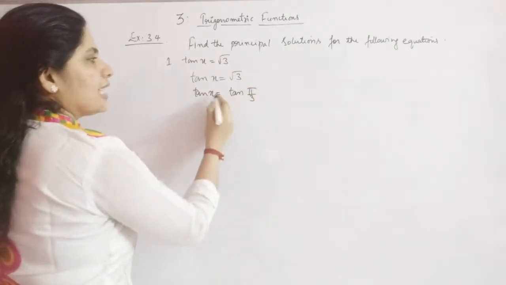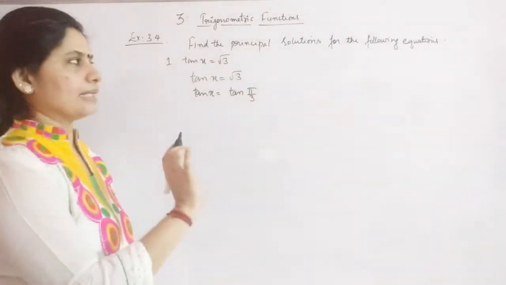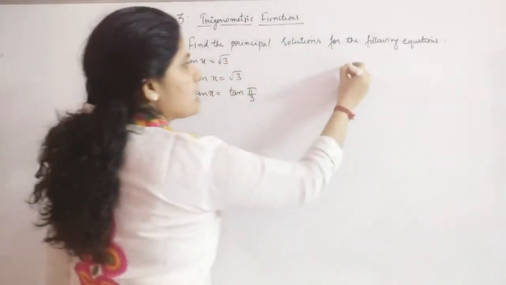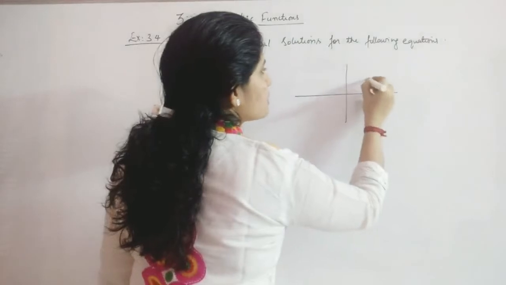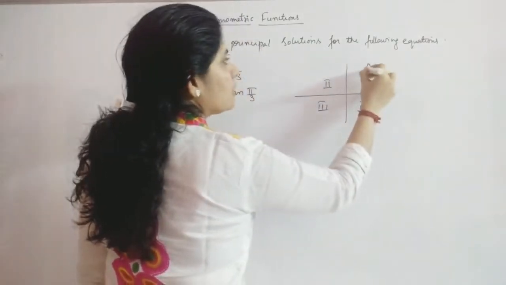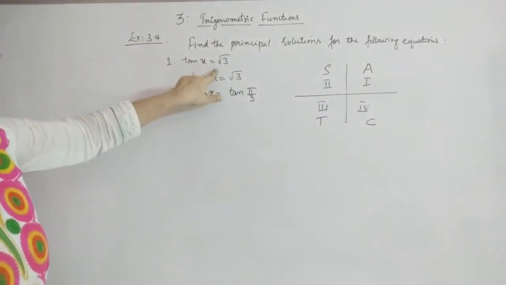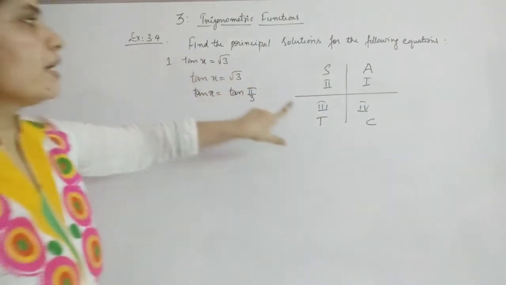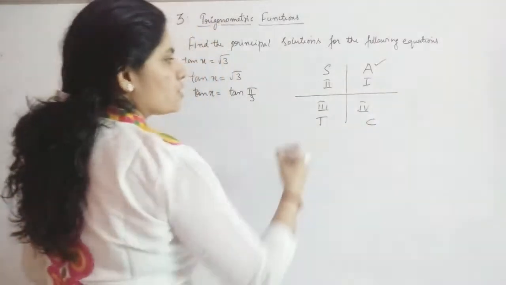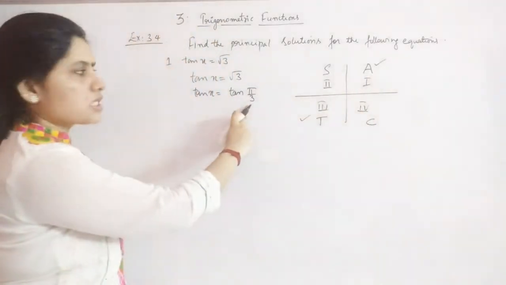That means I can say that x is equal to pi by 3. So one value of x is pi by 3. Okay, but we have to find out all the solutions. Principal solution means you have to consider the first, second, third and fourth quadrants. And you know that here, all silver teacups. So what we have is root 3, which means it is a positive value. For a positive value of tan, you have it in your first quadrant and in your third quadrant. That means the first quadrant's value is pi by 3, which is 60 degrees.